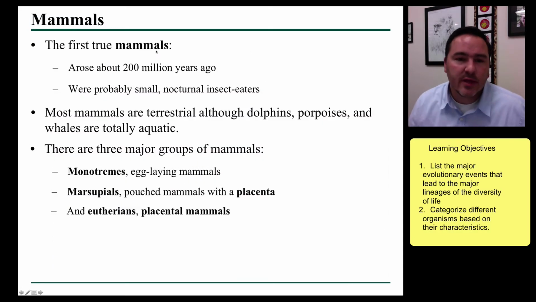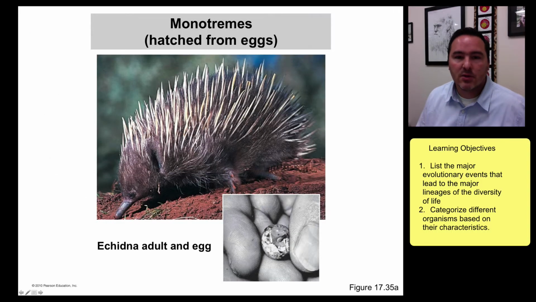Then eventually you get the evolution of the mammals. They arose about 200 million years ago. Most mammals are terrestrial, although secondarily dolphins and whales have now become fully aquatic. There are 3 major groups of mammals: the monotremes, marsupials, and then the true placental mammals. So the monotremes, these are mammals that still are hatched from an egg. So here is an echidna egg. The other example of a monotreme is the platypus.